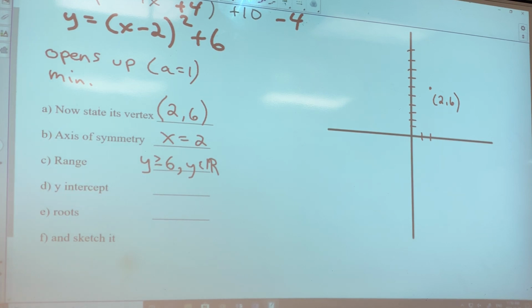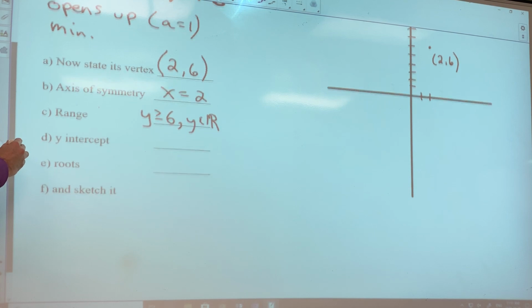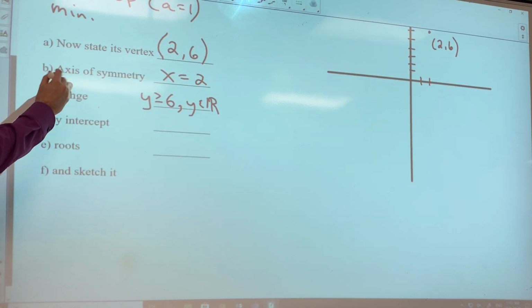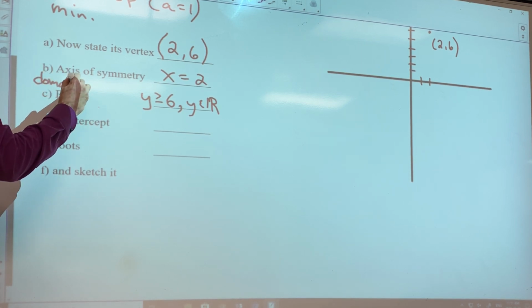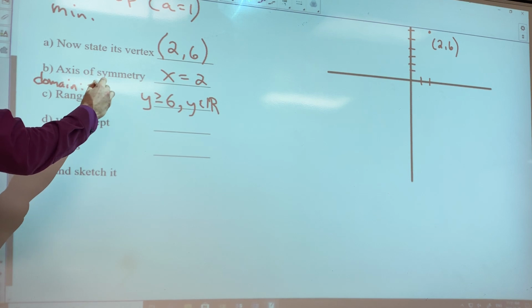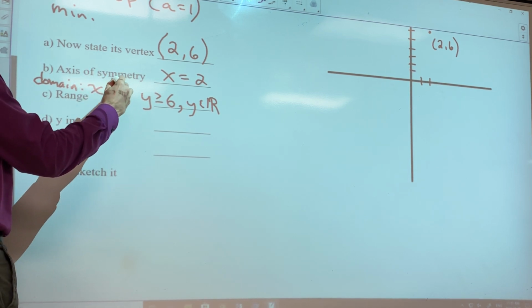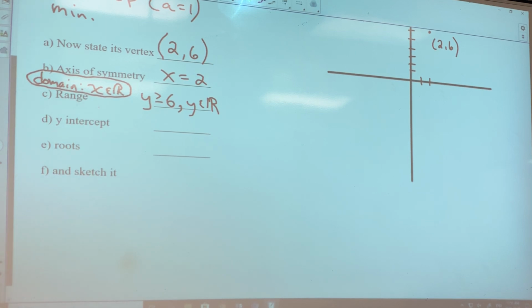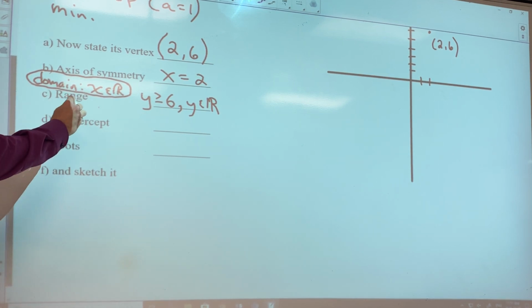We don't know the y-intercept, but how do we find it? I don't know why we don't have domain in here, but domain's always the same. What's the domain? x is an element of the reals. The y-intercept will be where x equals 0.